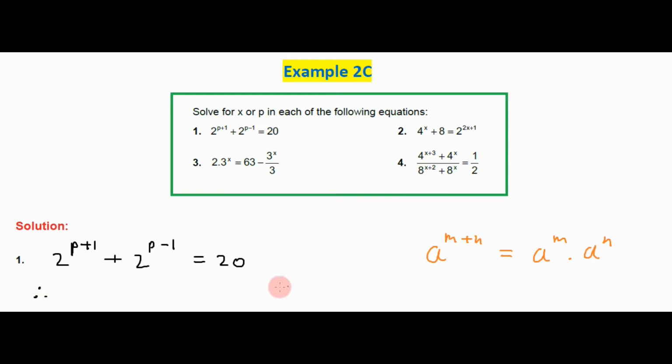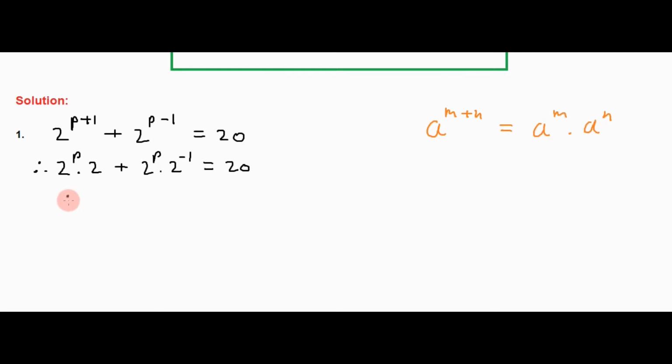So using this law over here, in the first term, we can write it as 2 to the p times 2 to the 1, or just 2. Then plus 2 to the p times 2 to the negative 1, and this is equal to 20. Now we can take out a common factor containing the variable p. In other words, we can take out 2 to the p as a common factor. So 2 to the p taken out, we are left with 2 in the first term, and we're left with 2 to the negative 1 in the second term, and this is equal to 20.